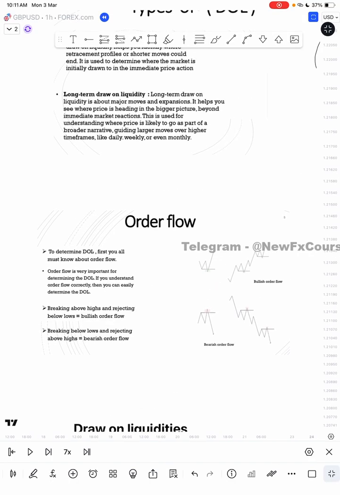So to understand drawn liquidity, you need to understand order flow. Order flow is very important for determining the draw. If you understand order flow correctly, then you can easily determine your draw on liquidity. So this is just a revision of our previous class.